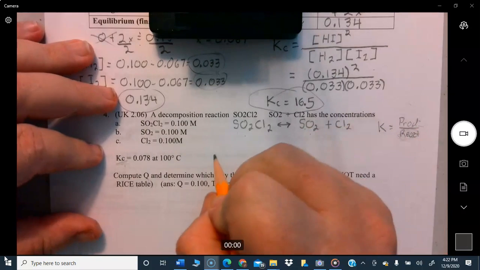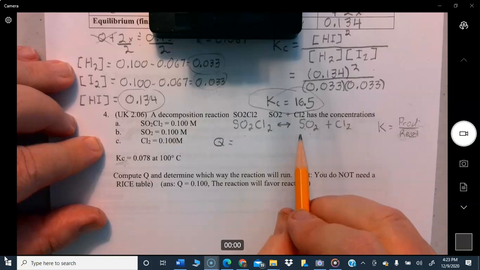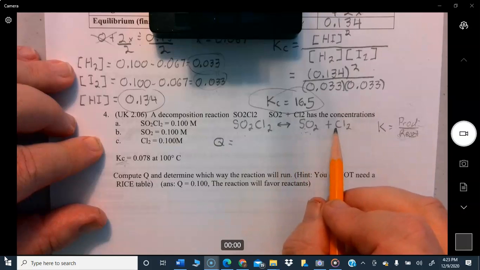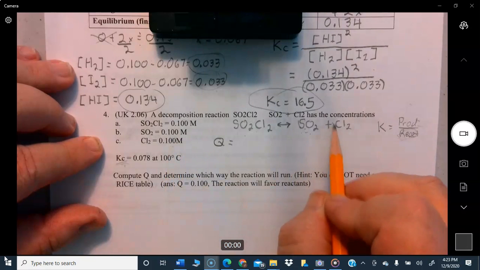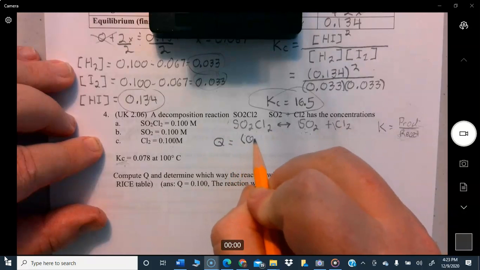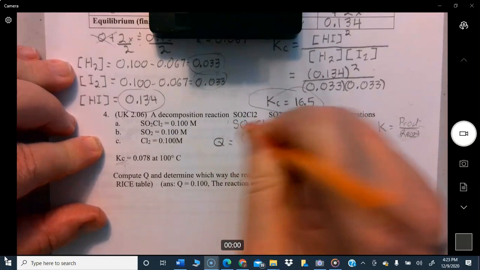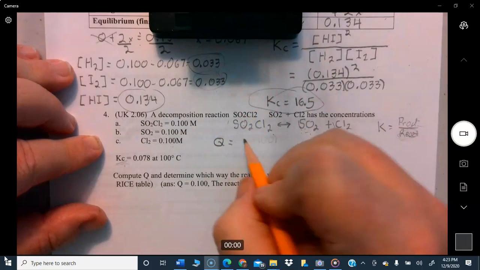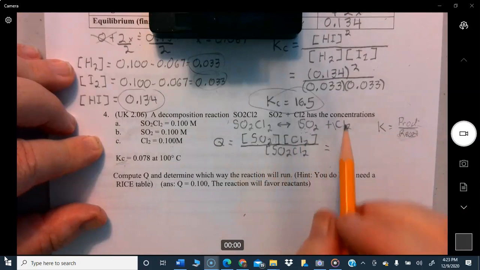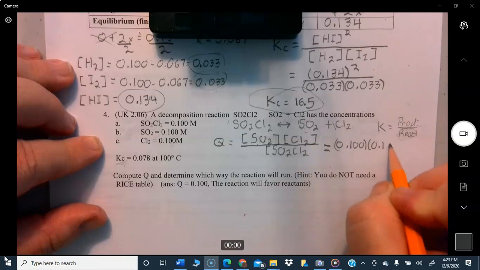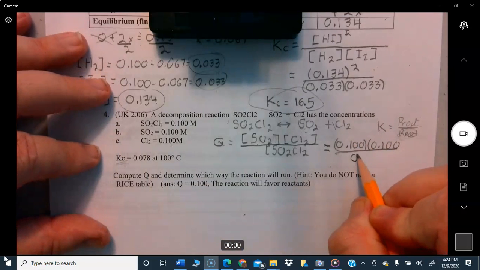So let's figure out what it is. Q is going to equal, be sure we have our reaction correct here. So it's these two on top. Those are the products, and this is the reactant. There are no coefficients there, it's ones, ones, and ones. I should be writing this out first, like a law of mass action. Now I can come over here and plug in the numbers. These two are both 0.1, and the one on the bottom is also 0.1. Okay, everybody's at 0.1.